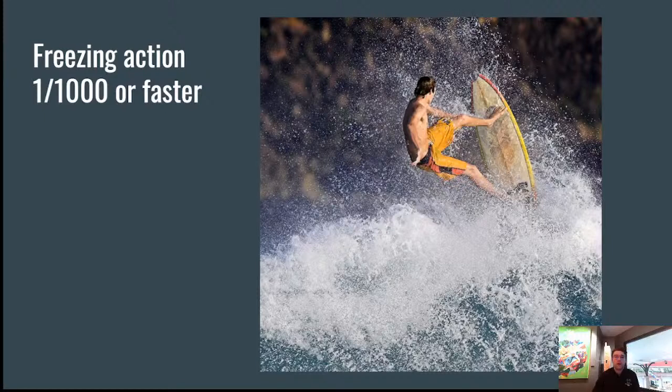But the 1/1000ths is a freezing action. So for this case, we've got the surfer. The surfer's going, we can see him in clear detail. We see the waters kicking up, and there's a term when it turns that frothy white color versus the blue. I always forget what that's called.